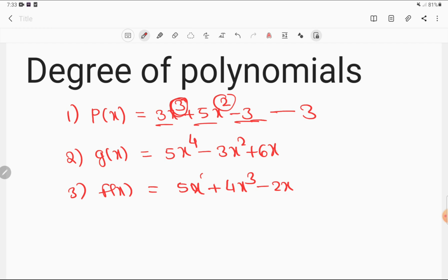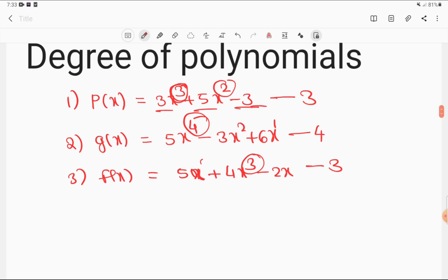See the second example. What is the highest exponent here? That is 4. So its degree is 4. See the third one. Highest exponent here is 3. So what is the degree? 3. So do you understand what is meant by degree of polynomial? The highest positive exponent is the degree of the given polynomial.